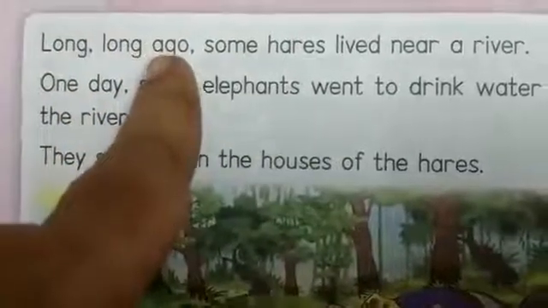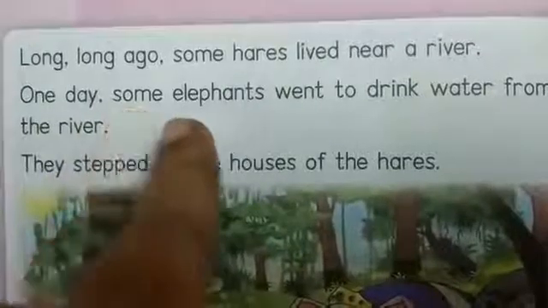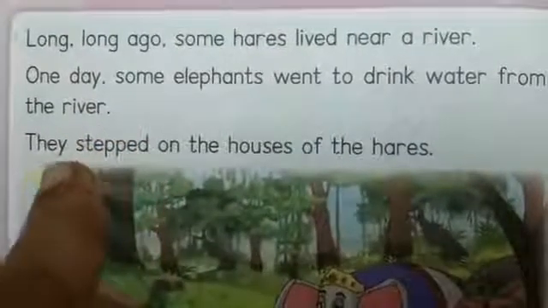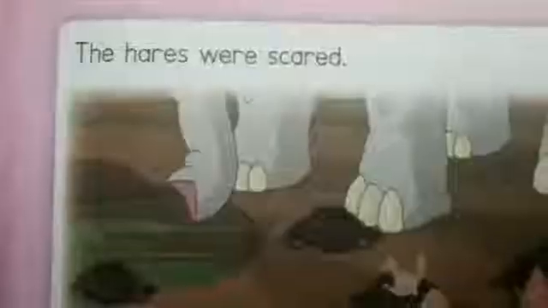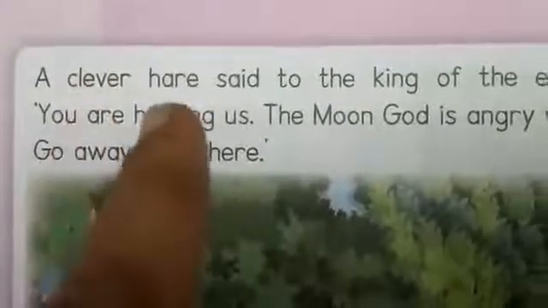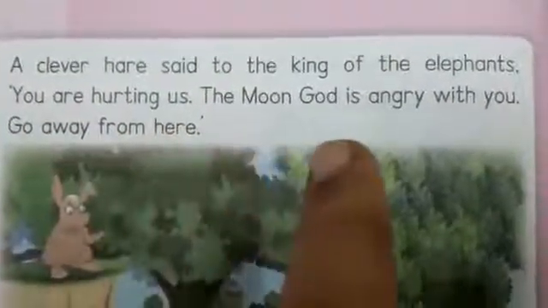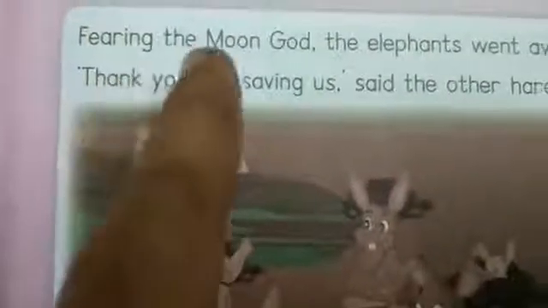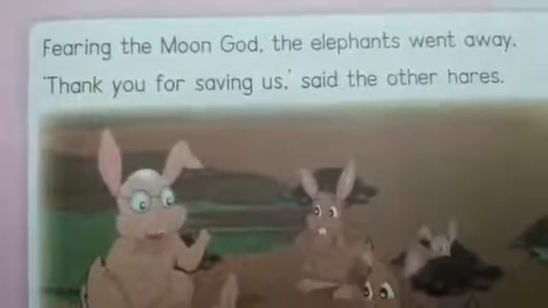Long, long ago, some hares lived near a river. One day, some elephants went to drink water from the river. They stepped on the houses of the hares. The hares were scared. A clever hare said to the King of Elephants, "You are hurting us. The Moon God is angry with you. Go away from here." Fearing the Moon God, the elephants went away. "Thank you for saving us," said the other hare.